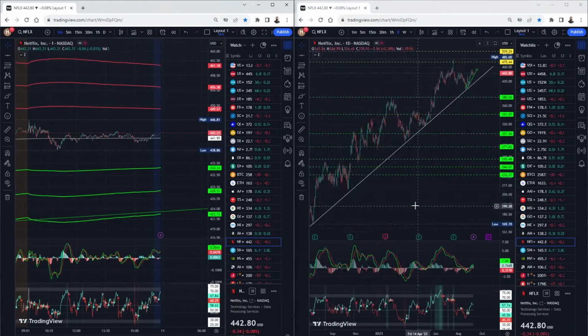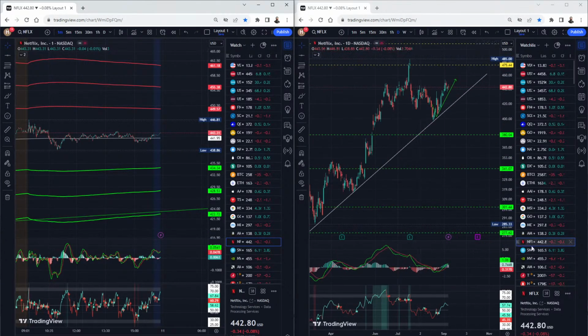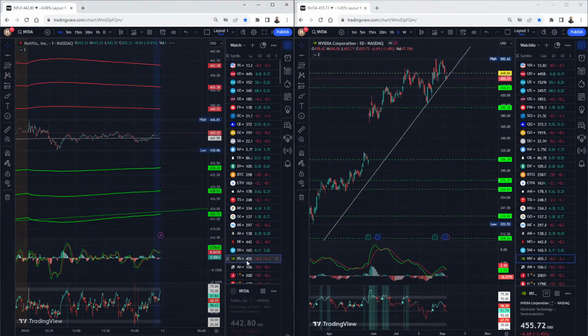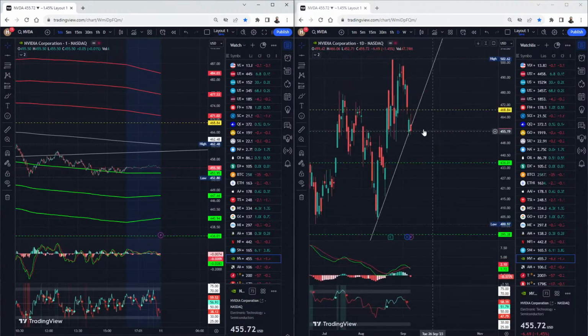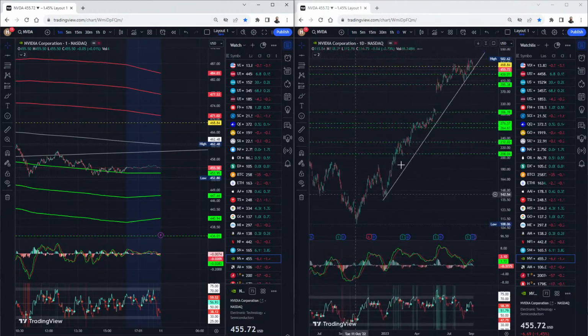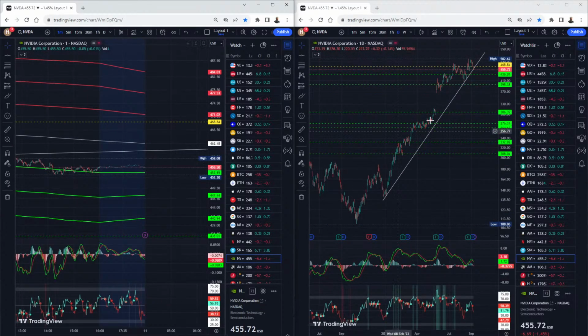Netflix also looking good, holding support line and right near neutral zone. If it falls below 434.34, look to buy Netflix. And then Nvidia, last one, right on this trend line again, close right on this trend line and nearby zone. So I won't be shorting Nvidia here.